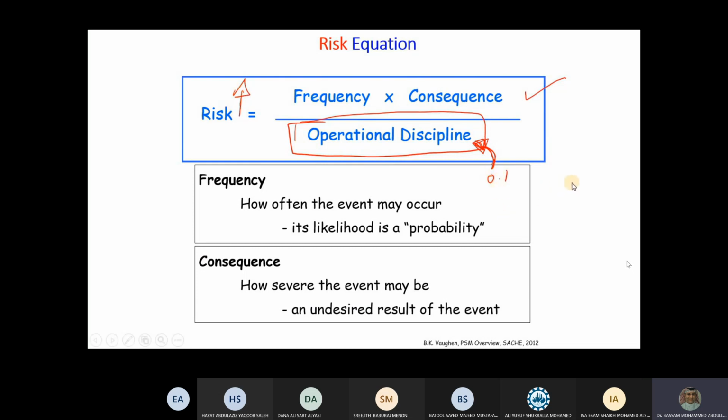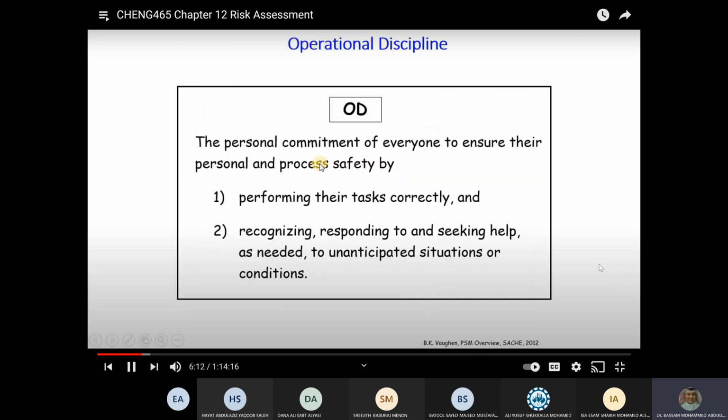But if you have good procedures, really very good procedures, to deal with everything you have, right? Then what will happen is the risk will go down. Okay, so that is operational discipline. How much are you ready for those risks? How much do you have in the system, management-wise, and procedures, and even the instruments, the sensors, the safety precautions, and so on. So what is operational discipline?